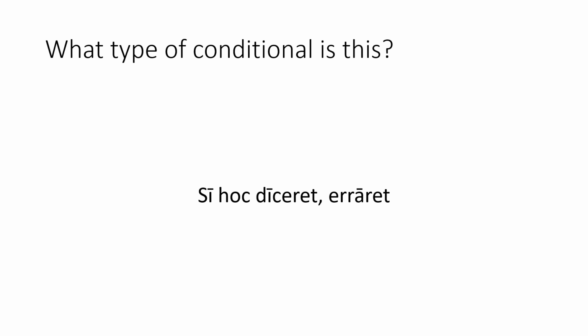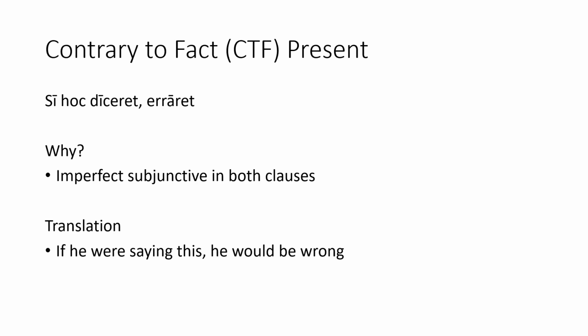What type of conditional is represented by the sentence si hoc diceret eraret? If you guessed contrary to fact present, you were correct. Because the verb in the protasis and the verb in the apodosis are both imperfect subjunctives, this condition has to be a contrary to fact present. It is translated as, if he were saying this, he would be wrong.